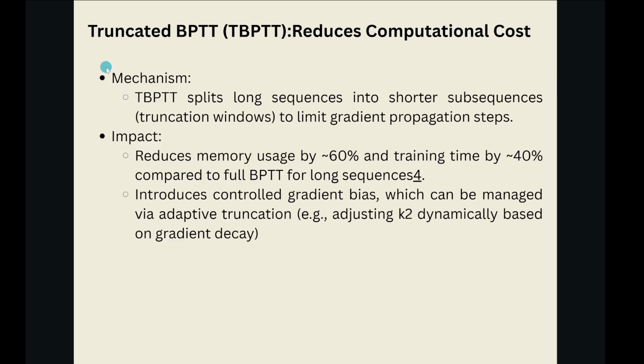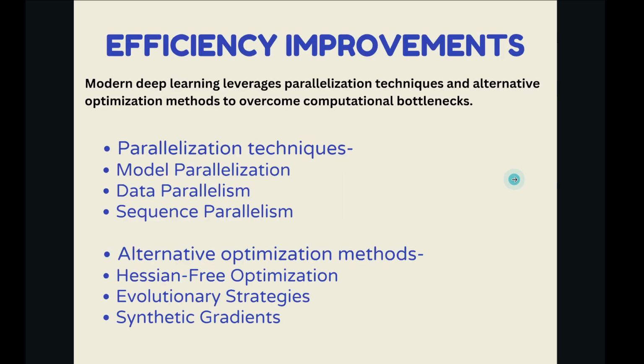And last, we have the truncated BPTT, which will reduce the computational cost. It will split the long sequences into shorter subsequences to limit the gradient propagation steps. What is the impact? It reduces the memory usage by 60% and training time by 40% compared to the full BPTT. And we have the efficiency improvements.